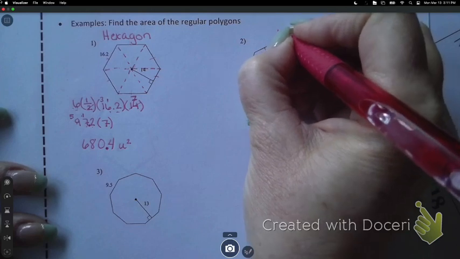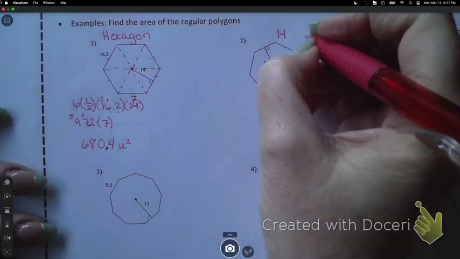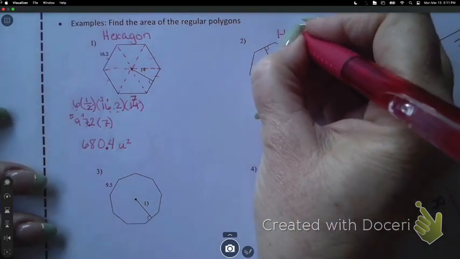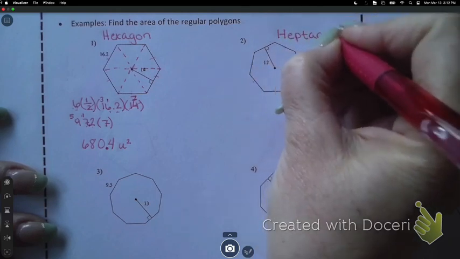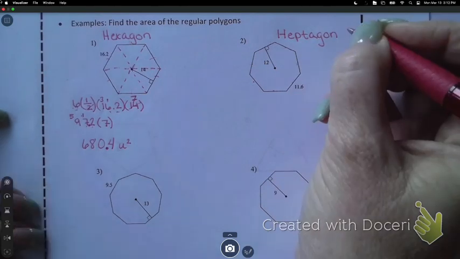Yes, they are all polygons. Starts with an H. Heptagon. You have to, come on guys.